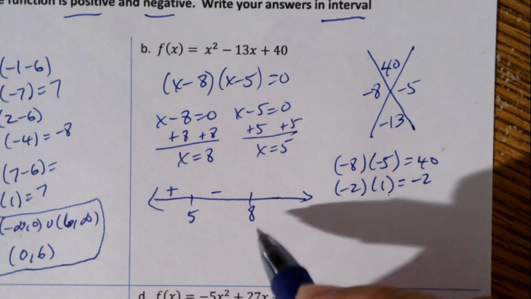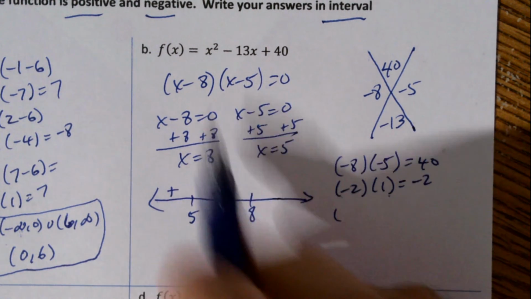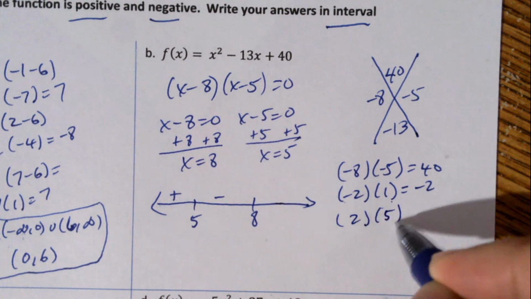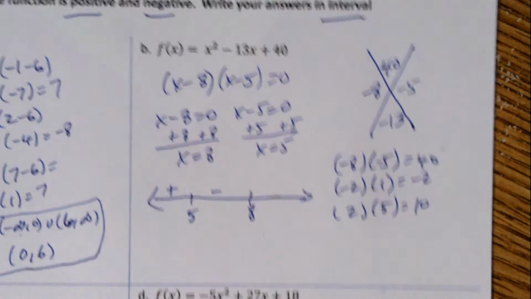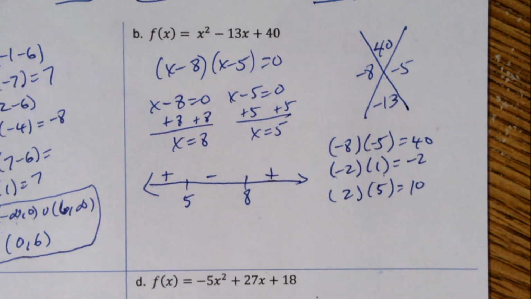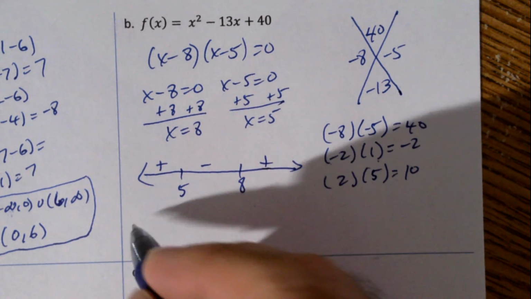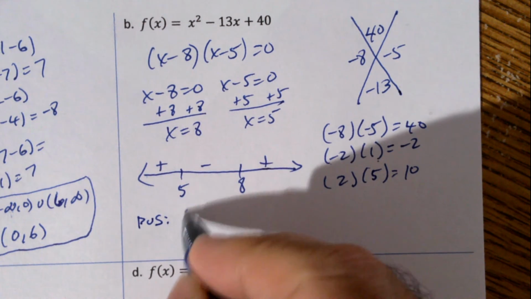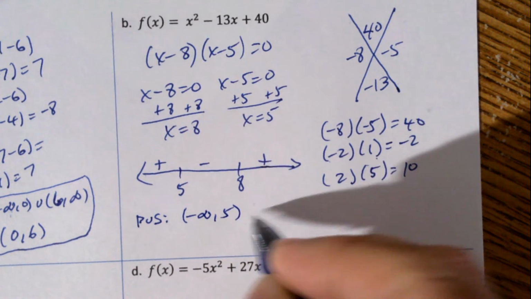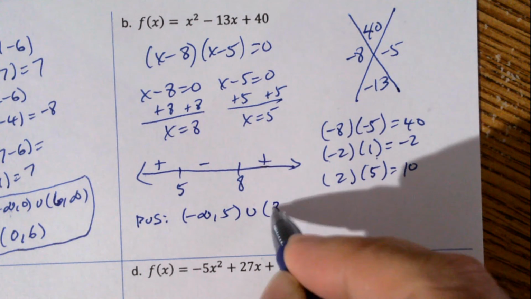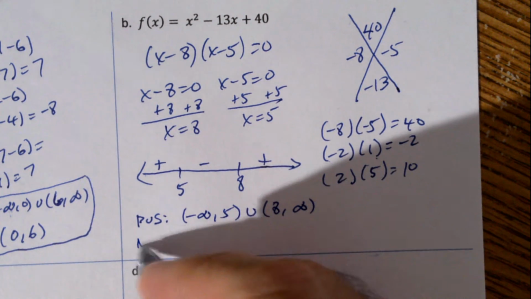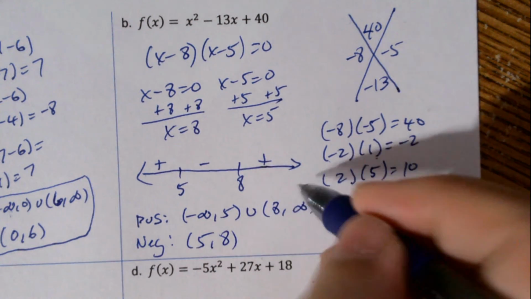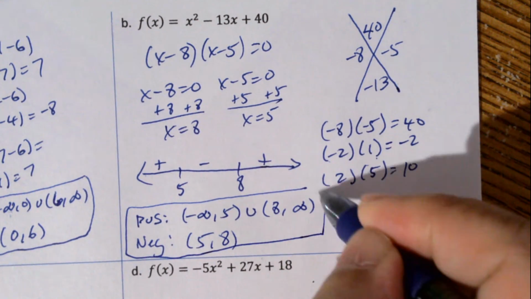And pick a number bigger than 8, so say 10. So it'll be 10 minus 8 is 2. 10 minus 5 is 5. 2 times 5 is 10. It's positive. Here we go. So when is this quadratic positive? Quadratic is positive when it's negative infinity to 5 and then 8 to infinity. And it's negative from 5 to 8. And this is the answer to question B, or example B.